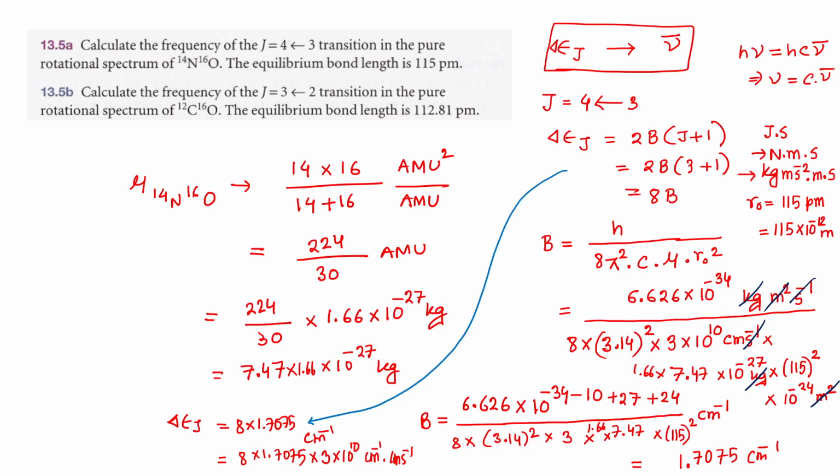which is your 8 into 1.7075 into 3, something like 4.09 into 10 to the power, so 1, 2, 3, 4, 5, 6, 7, 8, 9, 10, 11. 4.1 into 10 to the power 11 second inverse, something like that you are going to get.